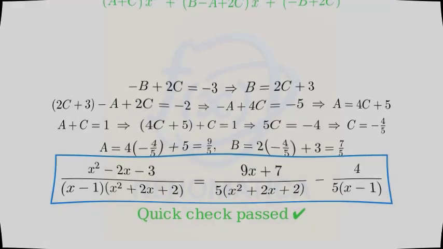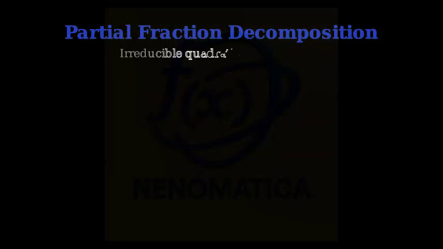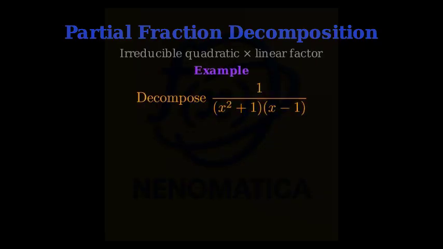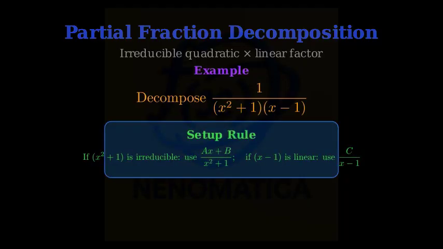Great work! In this lesson, we will decompose a rational function into partial fractions. We'll go step by step, keeping everything visual and intuitive. Here is the example we will solve together. The denominator has two factors: x squared plus 1, which is irreducible over the reals, and x minus 1, which is linear. The setup rule says, for an irreducible quadratic factor, use a linear numerator ax plus b. For a linear factor, use a constant numerator c.